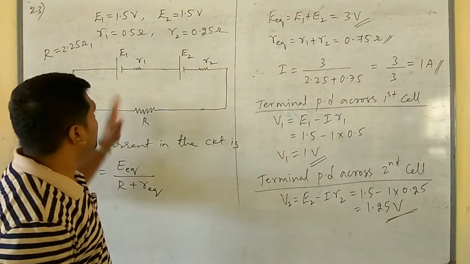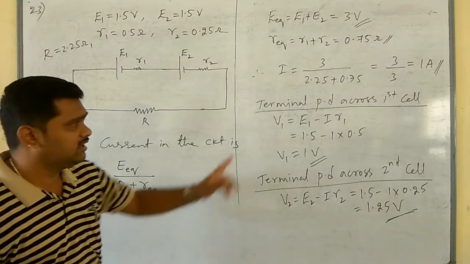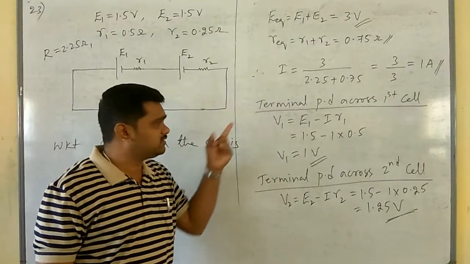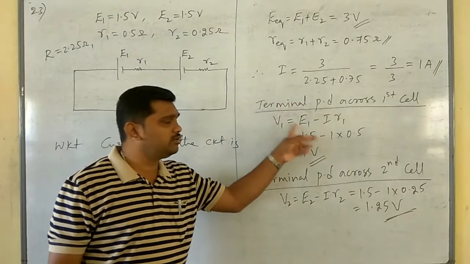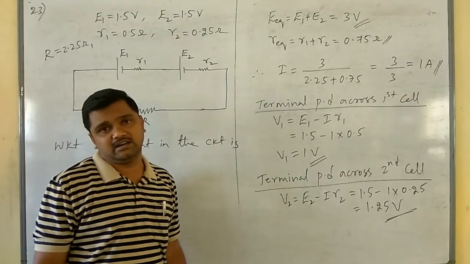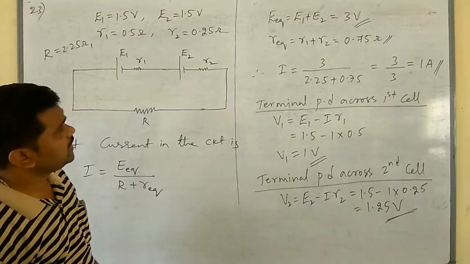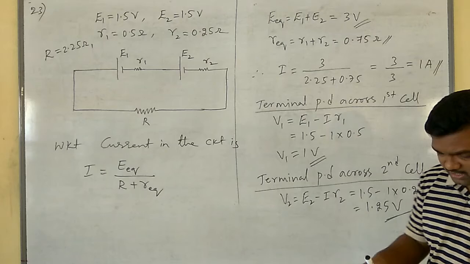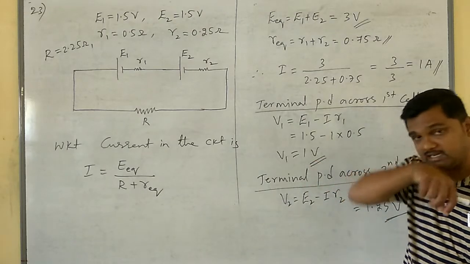Okay, since this is the condition of discharging, so we are using V is equal to E minus IR. Otherwise, it would have been V is equal to E plus IR. Okay, anyhow, so in the next class, let us complete the numericals on this chapter current electricity.